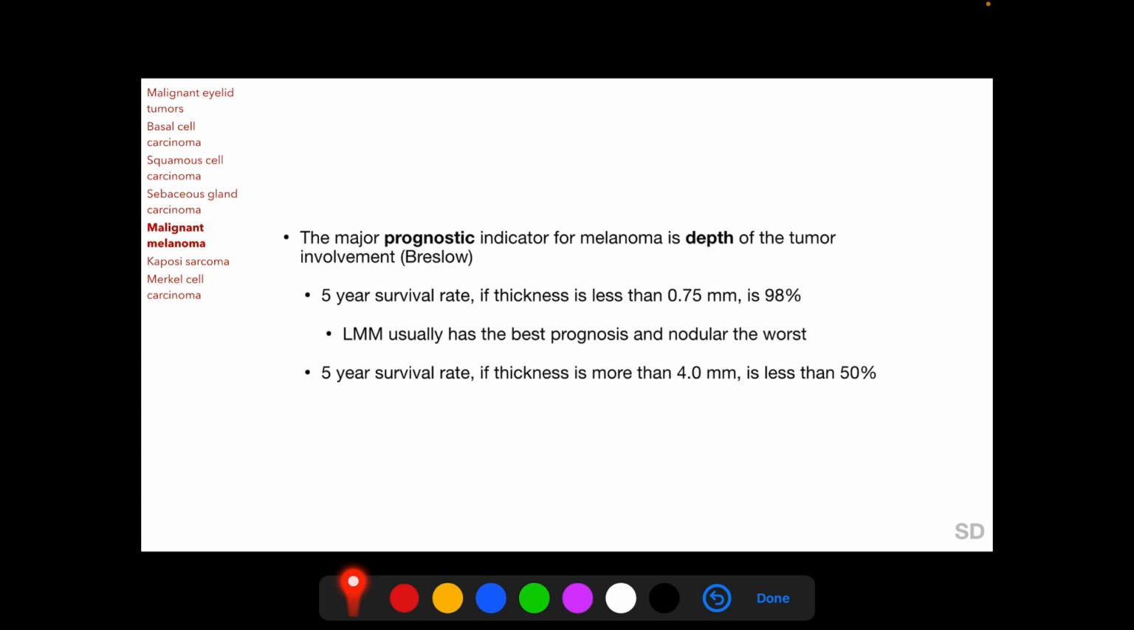In the Breslow system, if the thickness of the tumor is less than 0.75 mm, the 5-year survival rate of the patient is 98%, with lentigo-malignant melanoma having the best prognosis and nodular melanoma having the worst. If the thickness of the tumor is more than 4 mm, the 5-year survival rate is less than 50%.